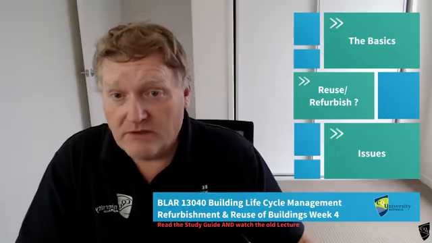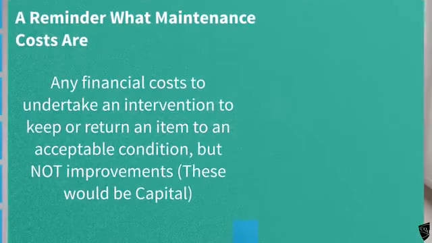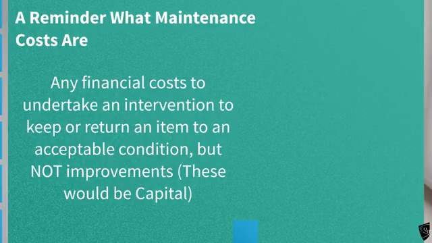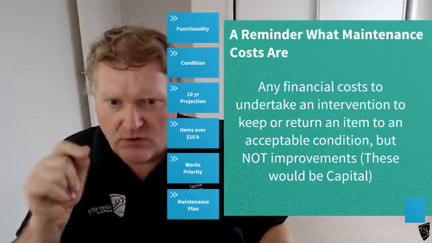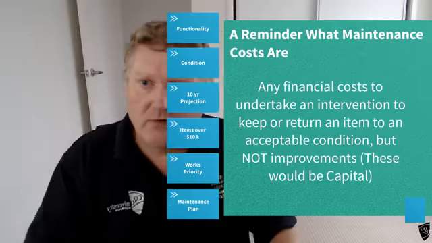So I've got over here just the basics to look at, really. I just want to remind you what the maintenance costs actually are. So there are any financial expenditure costs that you have to undertake as an intervention on a piece of equipment or material, to keep it or return it into an acceptable condition. But you're not improving it, you're not improving its capacity or necessarily lengthening its expected age. Otherwise they would be a capital expenditure. So just a nice reminder of what that would be.